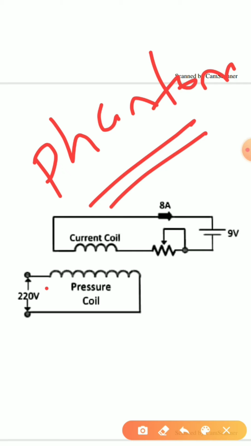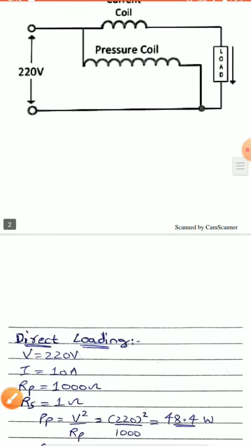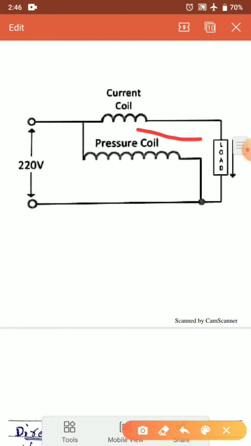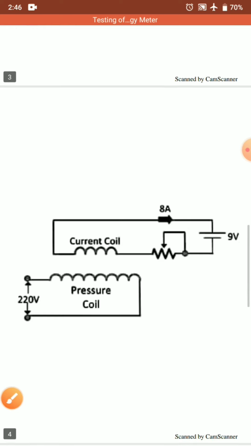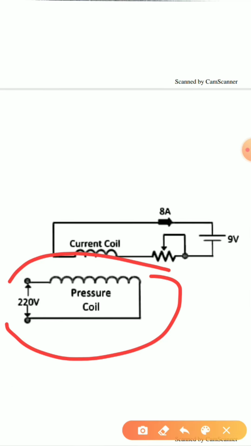Fictitious loading means ghost loading, that is, I am only instilling the conditions and not exactly giving the load. For that I will supply the pressure circuit from a circuit having the normal voltage level and current, as in the previous condition. The pressure coil will be directly connected to a 220 volt supply, the normal supply, and I'll get normal current ratings here.